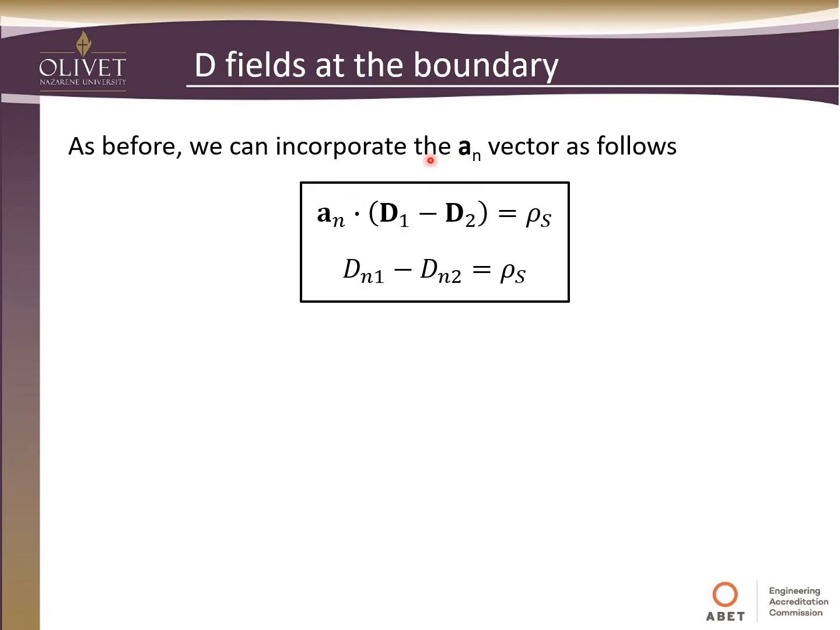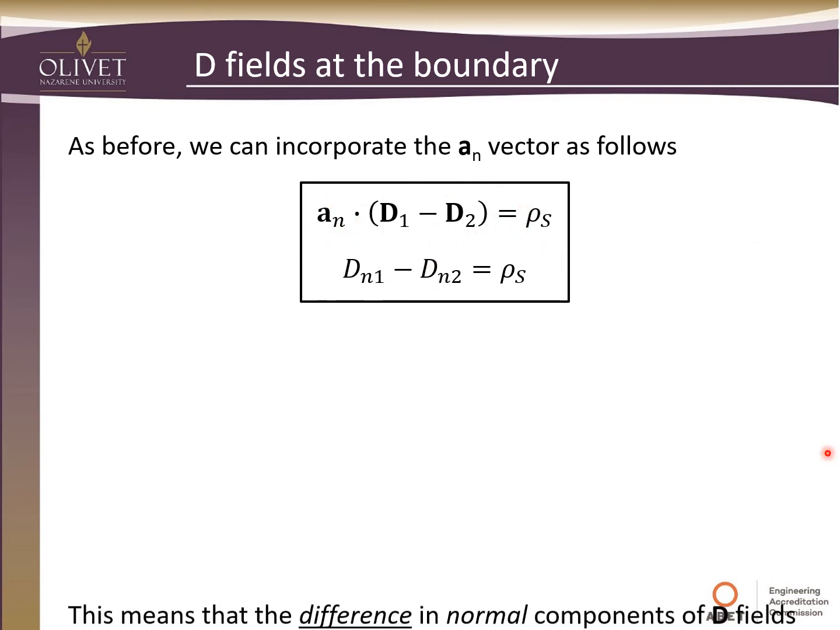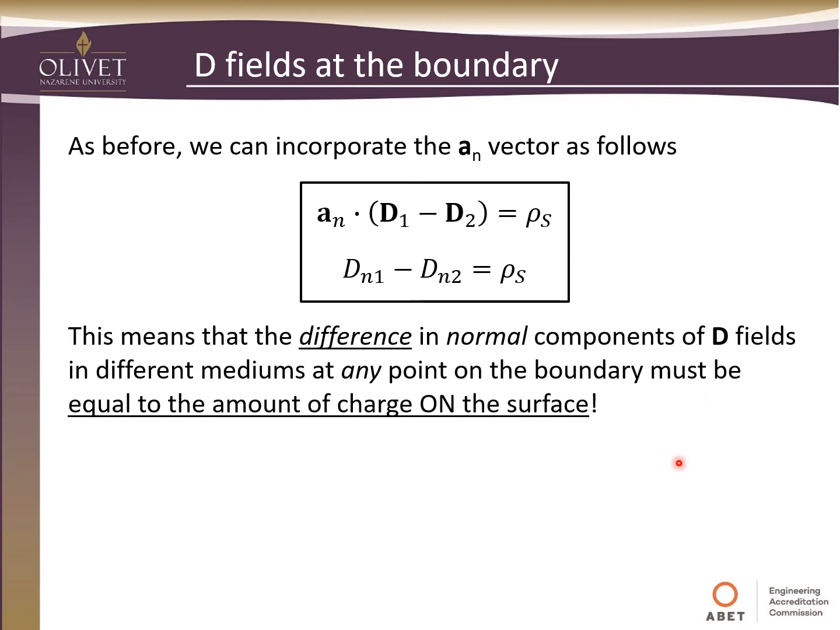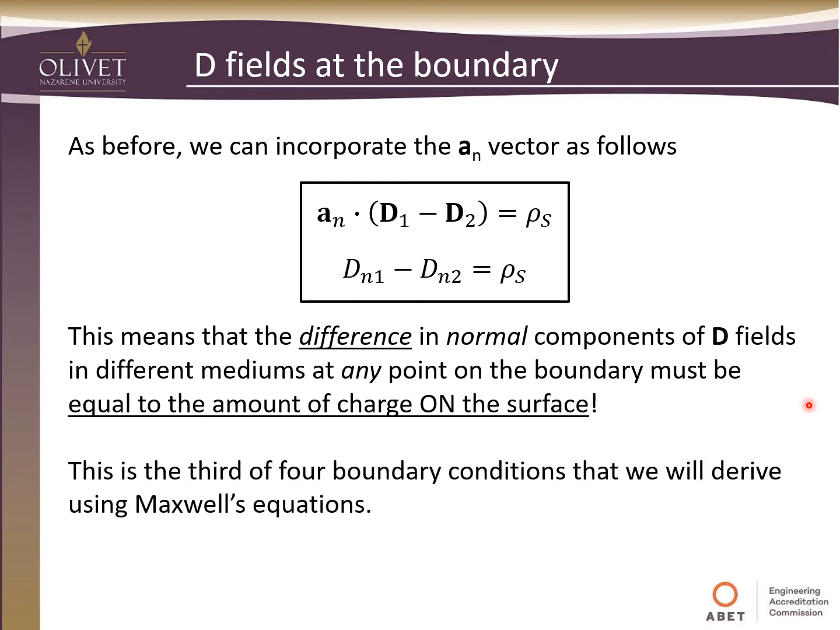As before, we can incorporate that normal vector, and we can write it in vector form this way or scalar form this way. This is our third boundary condition. It means that the difference in the normal components of the displacement current vectors in different mediums at any point of the boundary must be equal to the amount of charge on the surface. We don't have any relationship that always holds for the tangential components, but just the normal components. So again, this is our third boundary condition, again from Maxwell's equations.